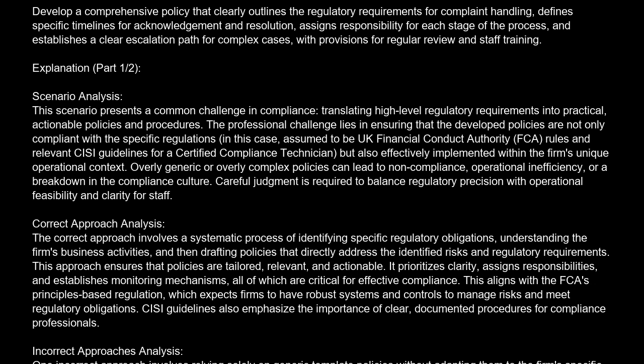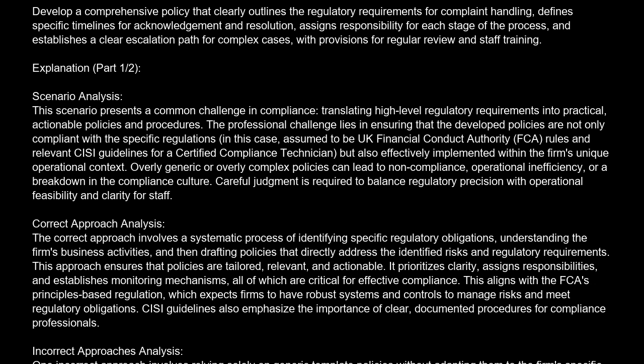Overly generic or overly complex policies can lead to non-compliance, operational inefficiency, or a breakdown in the compliance culture. Careful judgment is required to balance regulatory precision with operational feasibility and clarity for staff. Correct approach analysis. The correct approach involves a systematic process of identifying specific regulatory obligations, understanding the firm's business activities, and then drafting policies that directly address the identified risks and regulatory requirements. This approach ensures that policies are tailored, relevant, and actionable.